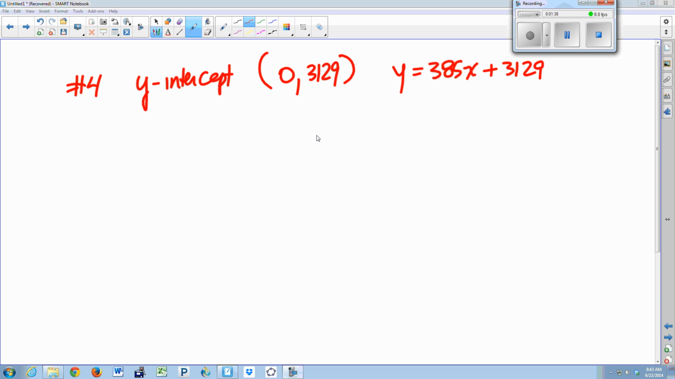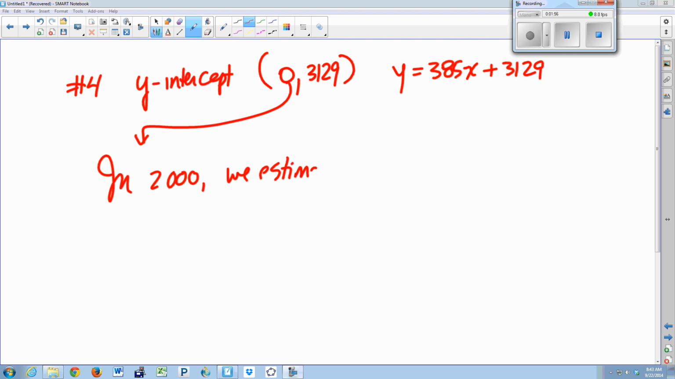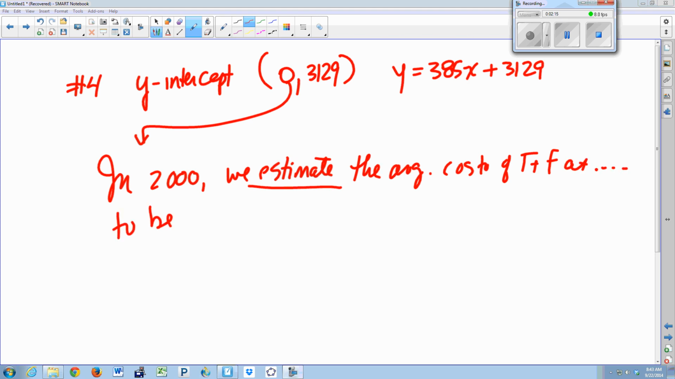One way would be to say, we know that 0 represents the number of years after 2000. So 0 means in the year 2000. So what this point represents is in 2000, we estimate, because remember, it's not the actual value. Some of you said will be or was. It's not the actual value. We estimate the average cost of tuition and fees at blah, blah, blah to be $3,129.